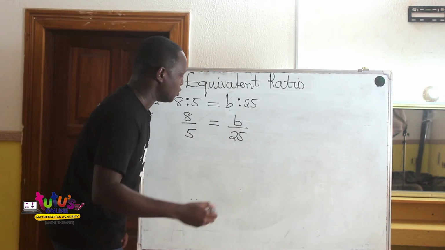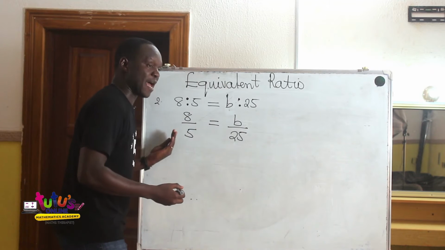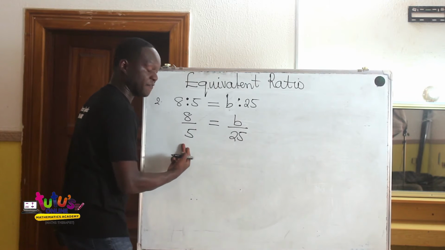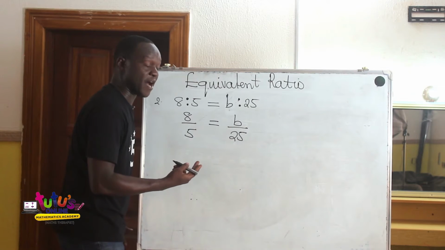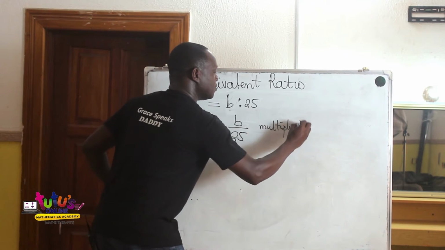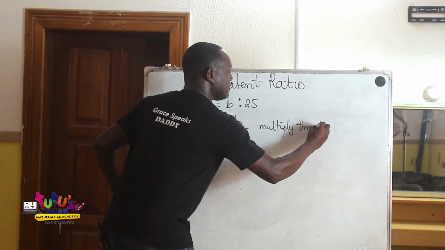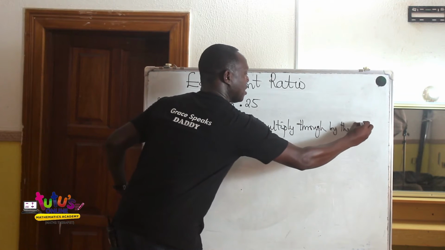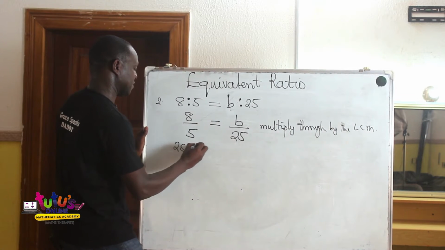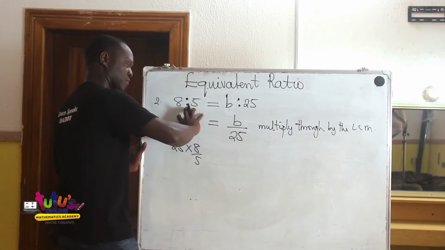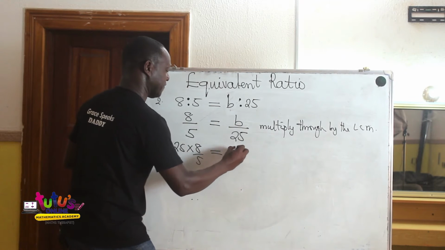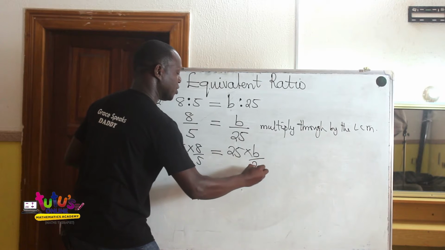But we want to show how to go about it. So you multiply both sides with the LCM. Looking at this, 25 and 5, what's the LCM of 25 and 5? It's 25. So you multiply through by the LCM. This gives us 25 times 8 over 5, multiply this by 25, equal to 25 times B over 25.